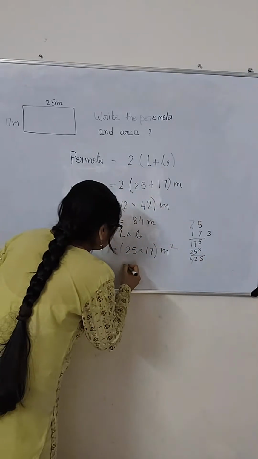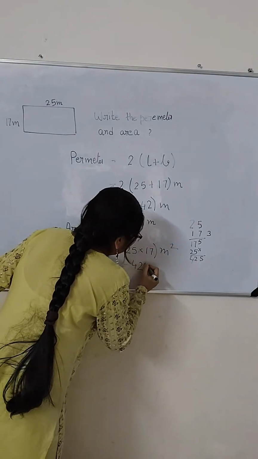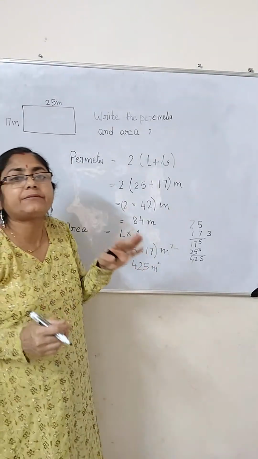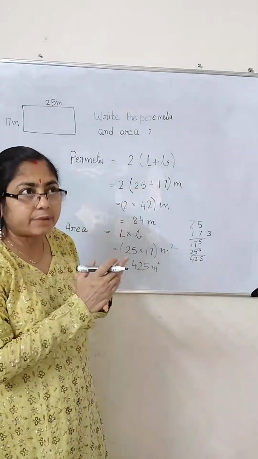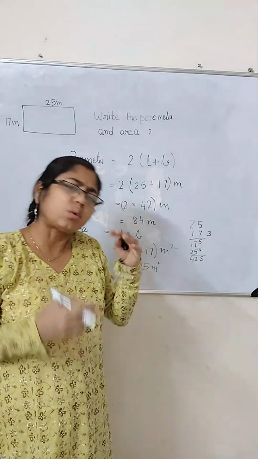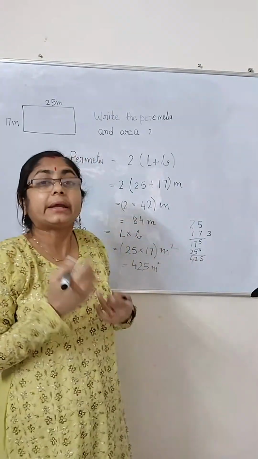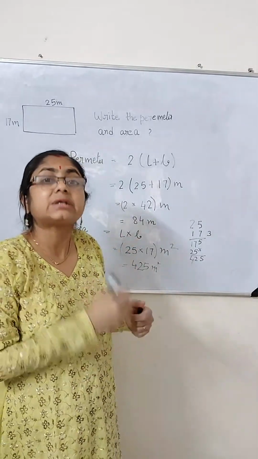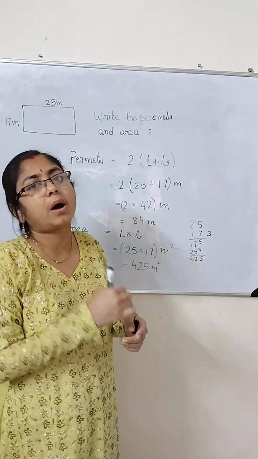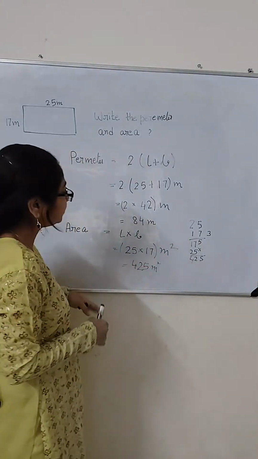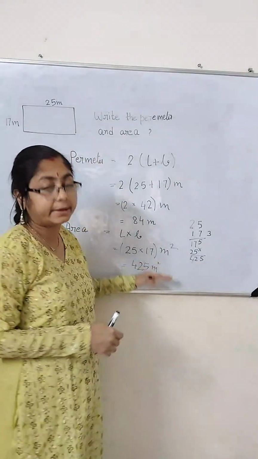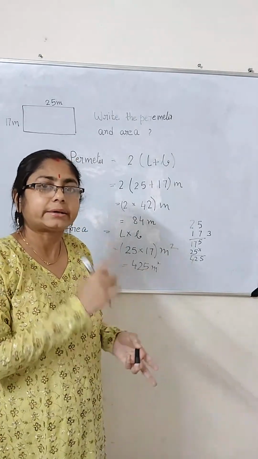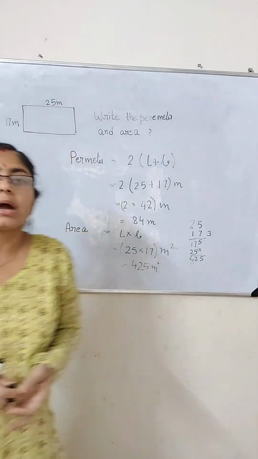It is 425 meters square. And what is the basic difference between perimeter and area? Perimeter unit is always single: only meter, centimeter, kilometer. But in area it is meter square, centimeter square and kilometer square. Okay, because meter and meter multiply, for that reason the power should be added. Okay, clear? It is 425 meters square. If you write meter, then it is not the area. Okay, it is 425 meters square. Complete the math, please.